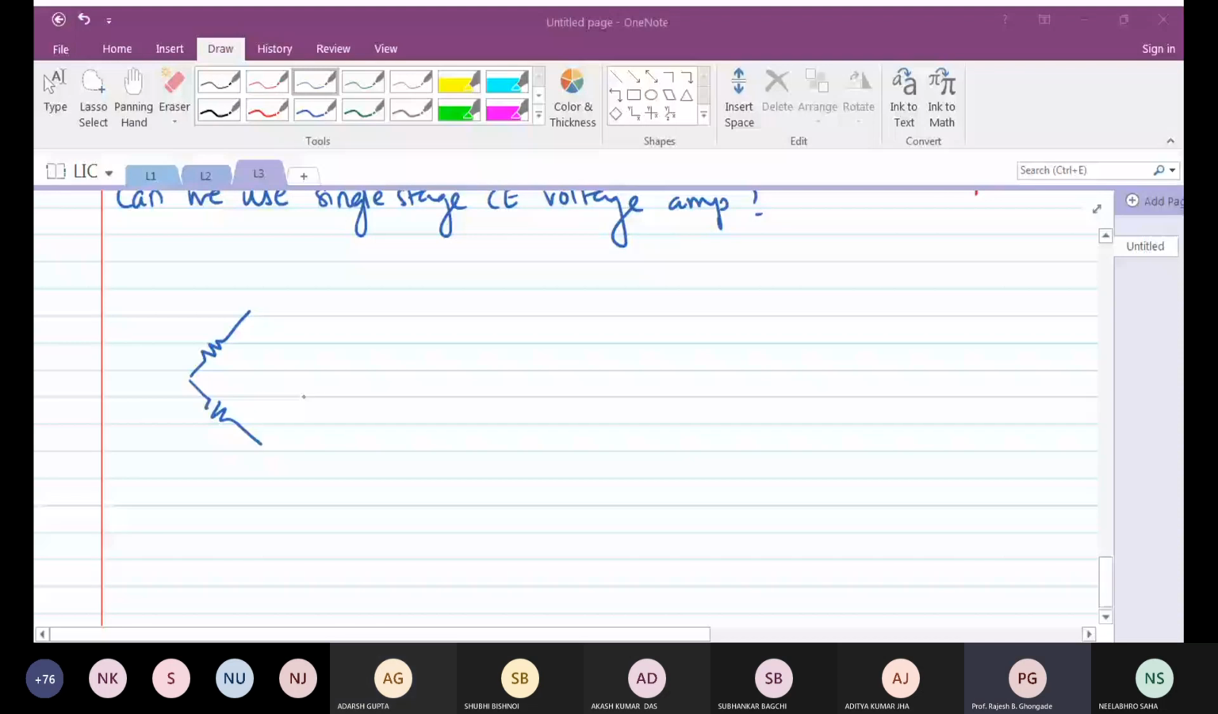So I connect VCC here, I connect ground here, and most of the time... Okay, you don't know about strain gauge, guys?